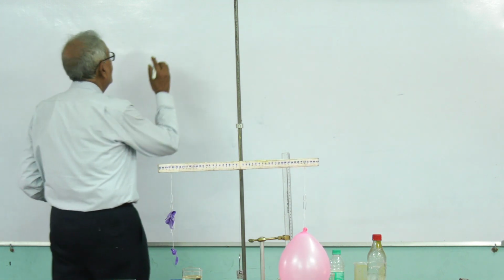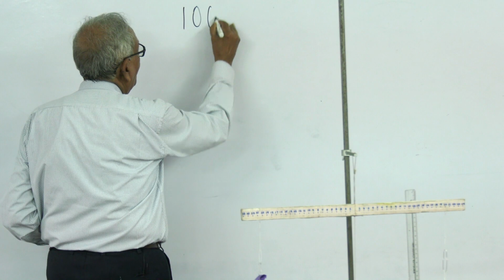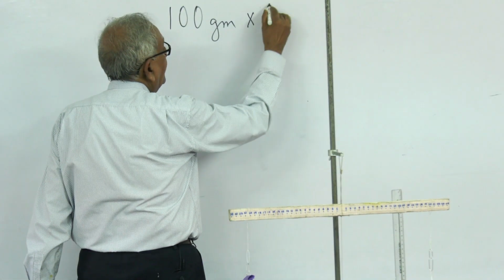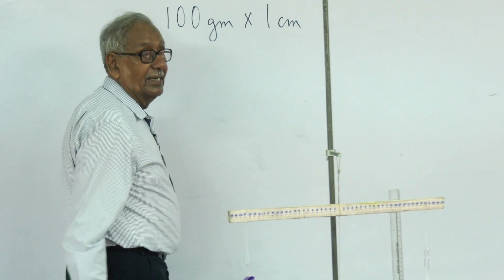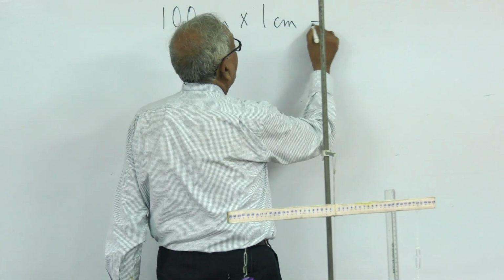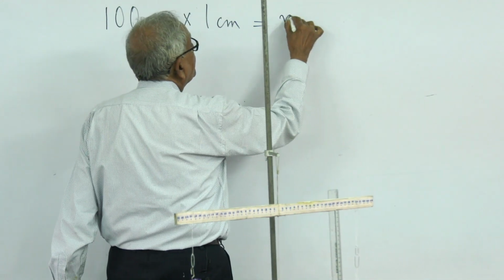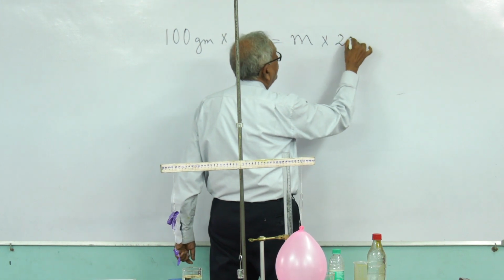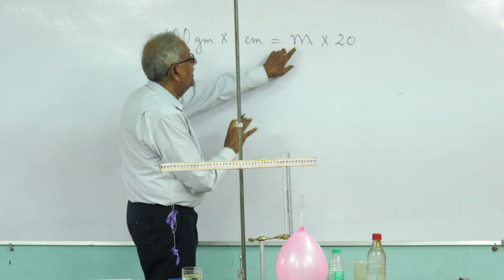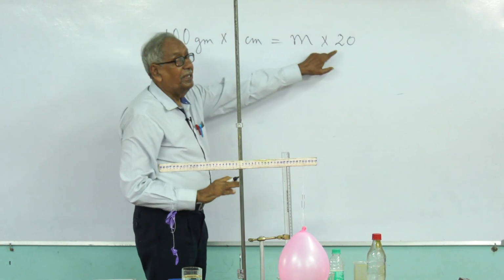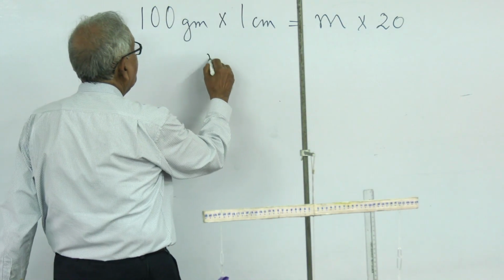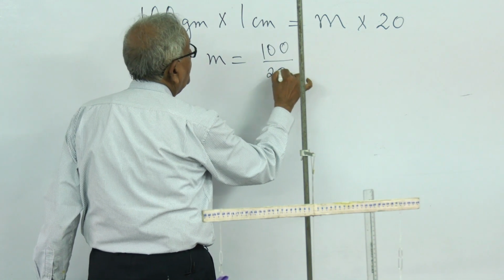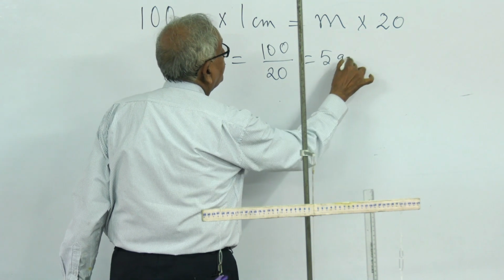Let us consider that we have only a single 100 gram weight, and I have placed that weight at 1 centimeter on the beam balance. There is another unknown mass m which is placed at 20. This mass I do not know how much it is, but I have placed it at 20. So, m is equal to 100 divided by 20, therefore 5 gram.